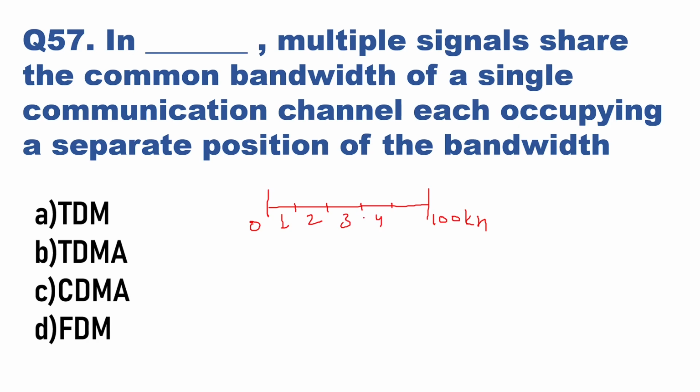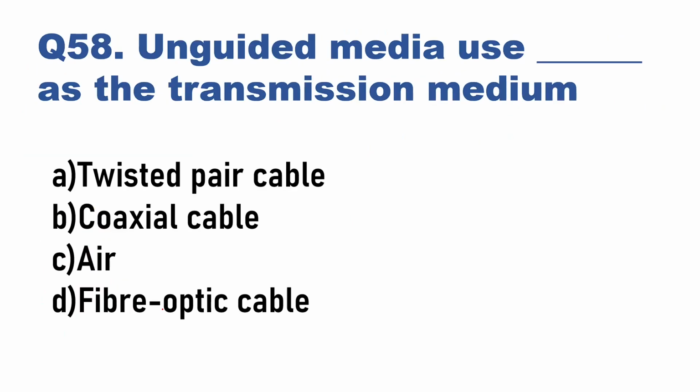In that way, you can allocate different bands for different channels, and this system is nothing but frequency division multiplexing. The signals are placed on the basis of frequency. So FDM is the right answer here. Option D, that is FDM, frequency division multiplexing. So here you can see FDM is the right answer. Then we can go to the next question.